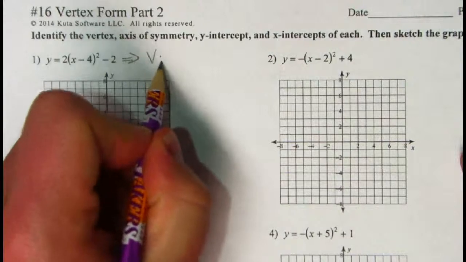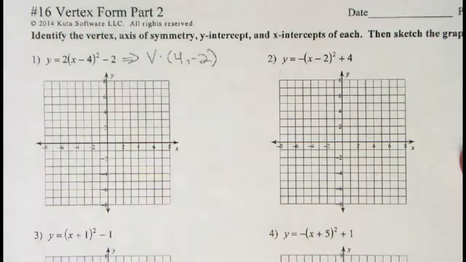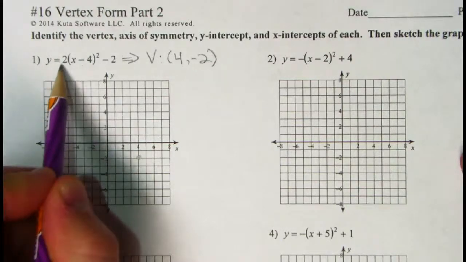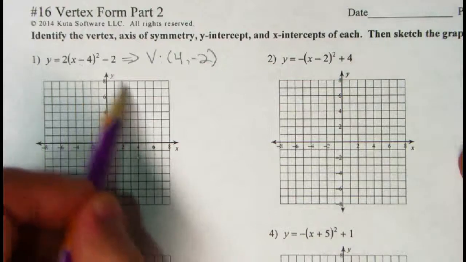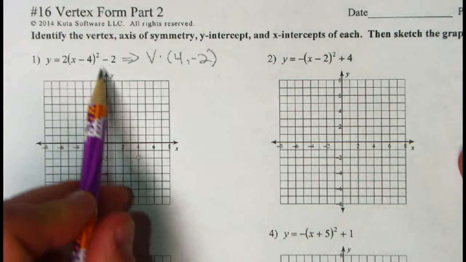So here we have a vertex of 4, -2. Alright, so that still works. Vertex form is still nice. But if you try to do the y-intercept and you plug in 4, we get 16 times 2, 32 minus 2, which is 30. And the y-intercept we can't graph. 30 would be way up here, 0, 30.